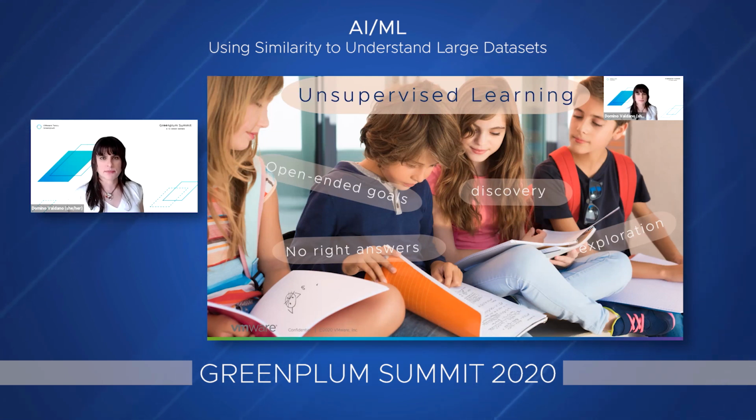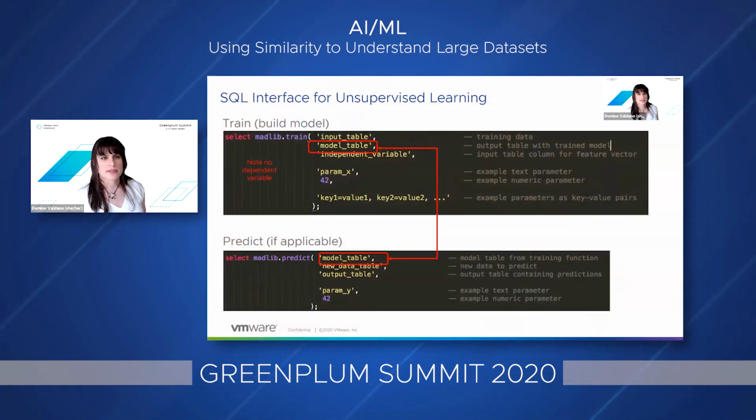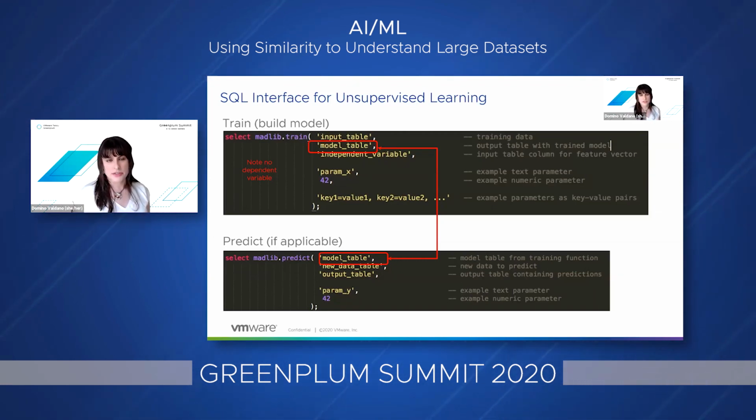Next slide, please. So here's what the SQL interface in MADlib looks like for our unsupervised learning functions. Pretty similar to the supervised ones. Generally, you'll have a train function and then a predict function. The main difference is that instead of having both an independent variable and a dependent variable like x and y, the input and the output of your data set, you only have an independent variable. There's only the input data. It's not pre-categorized or pre-organized. Next slide.